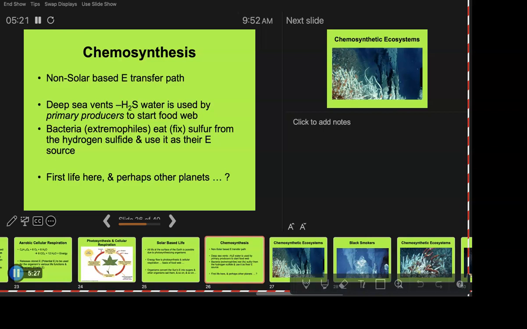Up on the surface of the earth again, it was the green plants, right? So the primary producers started a food web, the bacteria. Now that word, extremophiles, all right?